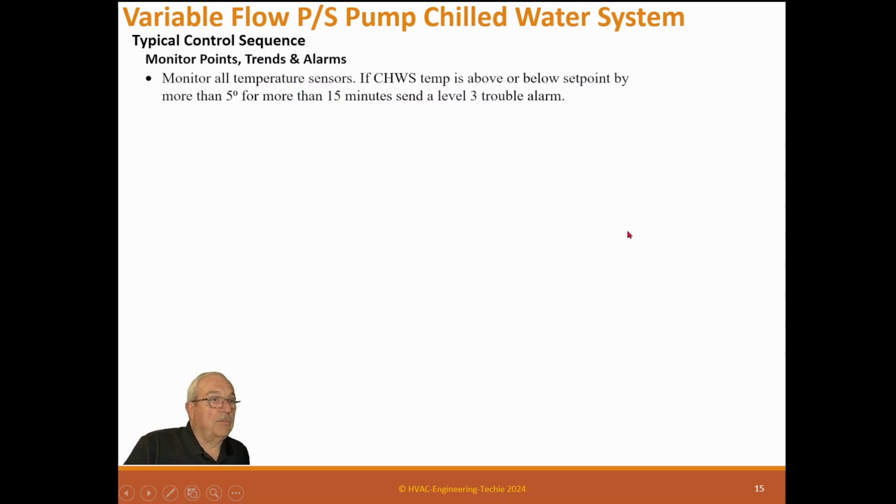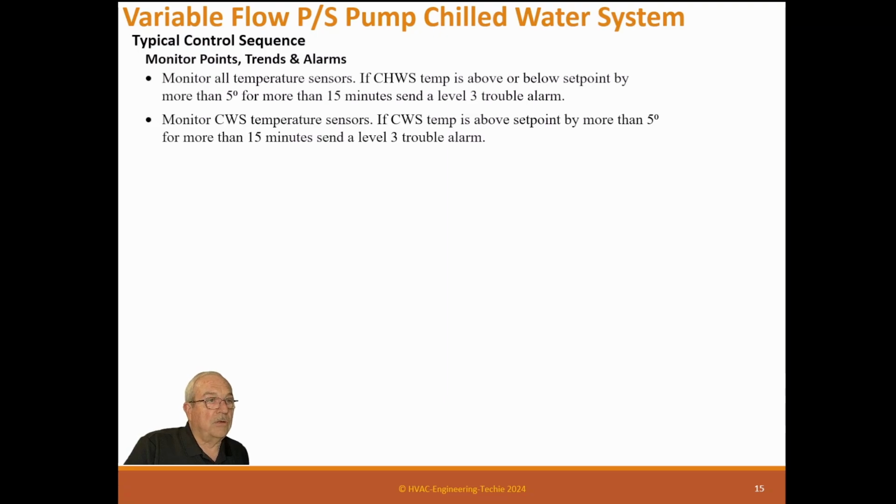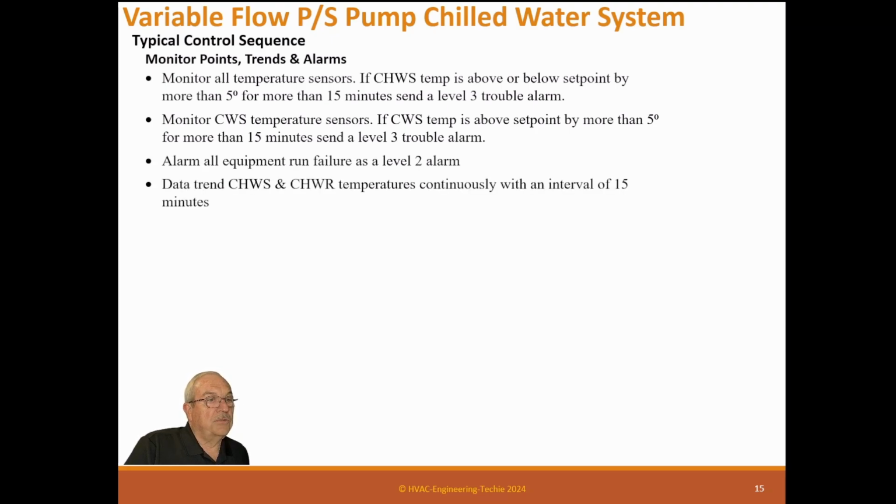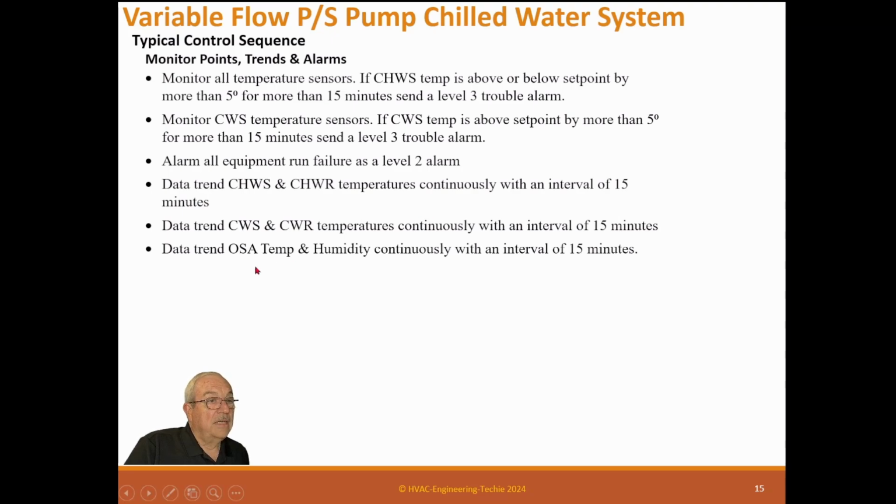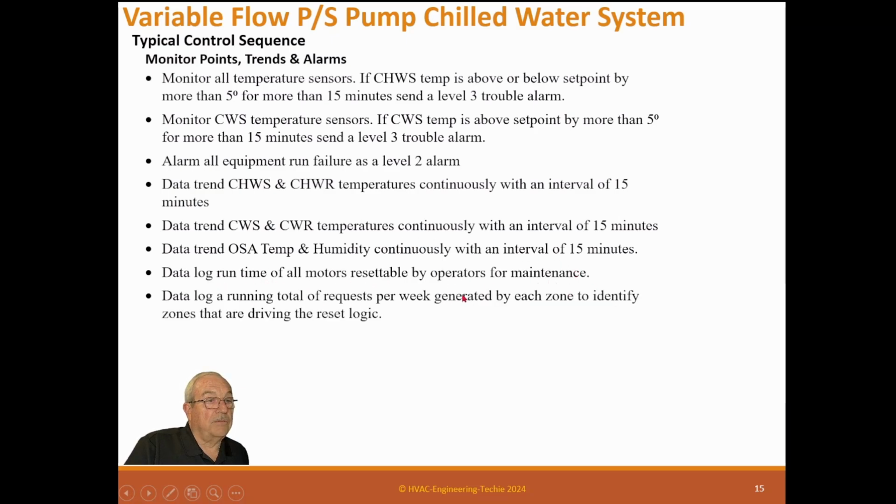So here's the typical monitor. Monitor all temperature sensors. Chilled water supply temperatures above or below set point by more than 5 degrees for more than 15 minutes: trouble 3 alarm. Condenser water temperature sensors above set point by 5 degrees for more than 15 minutes: trouble 3 alarm. Monitor equipment run failure: trouble 2 alarm. Data trend chilled water supply and return temperature continuously every 15 minutes. Data trend condenser water supply and return continuously every 15 minutes. Data trend outside air temperature and humidity continuously at 15-minute intervals. Data log runtime of monitored equipment.